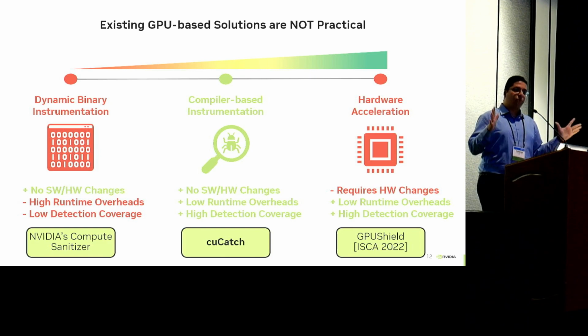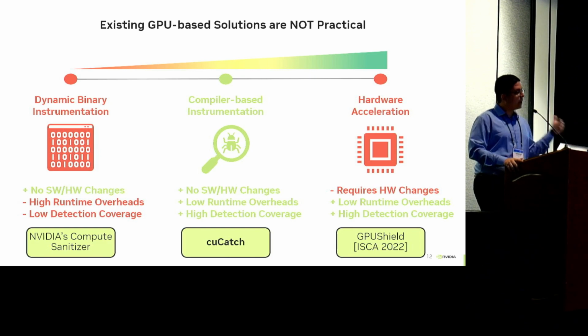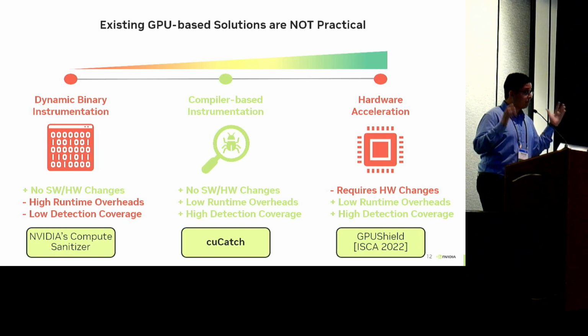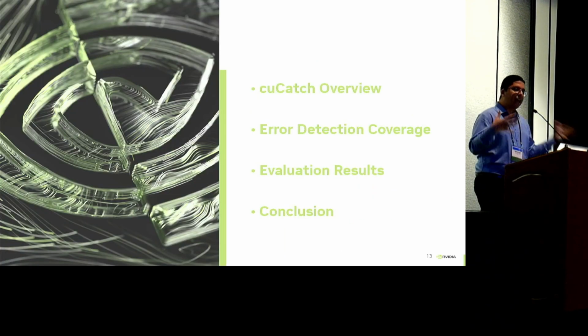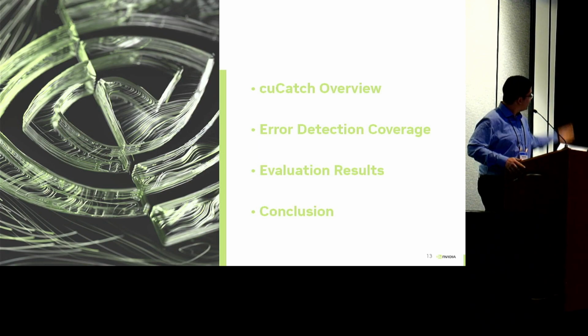In order to provide developers with low overhead solutions that can run on commodity GPUs and provide high error detection coverage, we propose cuCatch. cuCatch is a software-only debugging tool that catches memory safety violations in CUDA applications. For the rest of this talk, I will first dive into the details of cuCatch, highlighting both its error detection coverage and performance benefits. And finally, I'm going to conclude with some key takeaways about our solution.